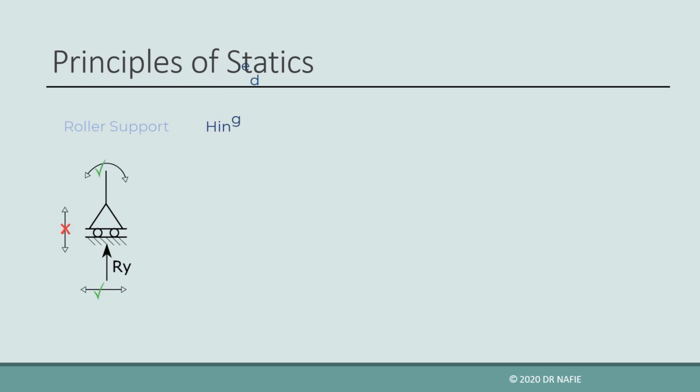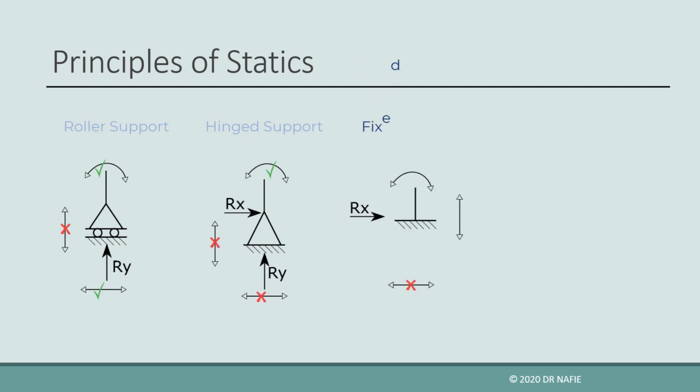A hinged support restricts 2 perpendicular translations, but the point is allowed to rotate. The hinged support has 2 reactions. A fixed support restricts 3 motion types. The fixed support has 3 reactions, 2 reaction forces, and 1 reaction moment.